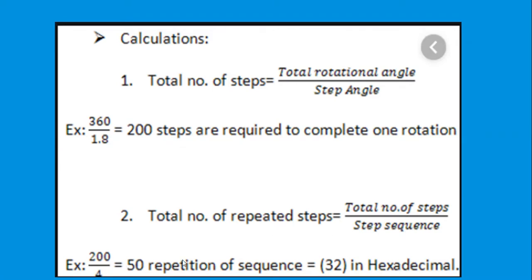Thereby 50 times of the step sequence are required to complete 360 degrees. That means the sequence energizing A, B, C, D consecutively has to be repeated 50 times. Thereby you can complete one full rotation, meaning one 360 degree rotation can be completed by the rotor. This is about the calculation of the stepper motor.